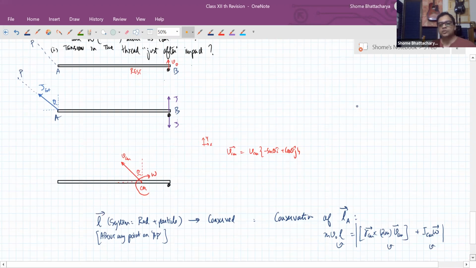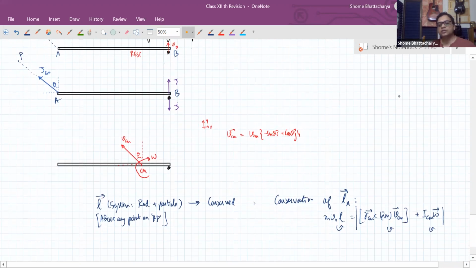Now look, I will break V_CM into Vy and Vx. I can see that from the point A, the center of mass will be at a distance of 3L by 4 because they were equal masses. So this term will actually become 2m into Vy into 3L by 4. Correct.